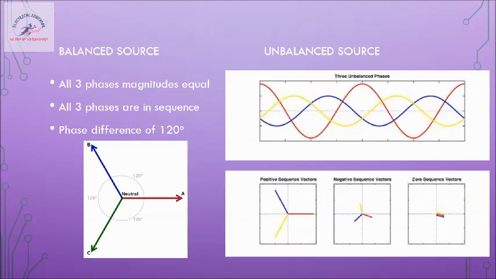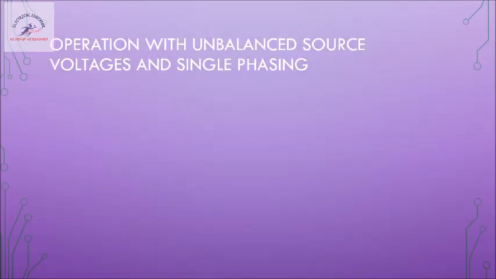Now the combination of these three vectors with suitable magnitudes will give us the equivalent form of the unbalanced waveform. There are certain standardized equations for it. Let us have a look at it. So operation with unbalanced source voltages and single phasing, that is the topic of our interest today. So the effect of unbalanced voltages on motor performance is to be known.